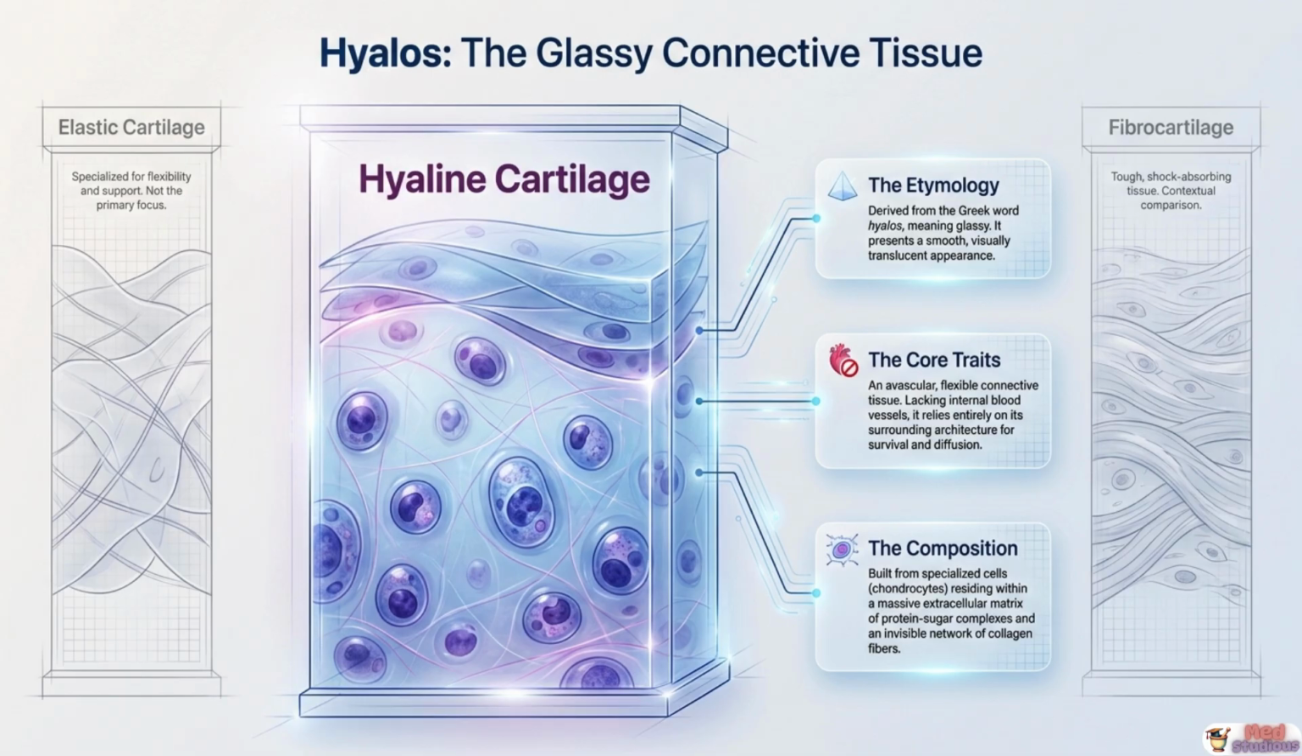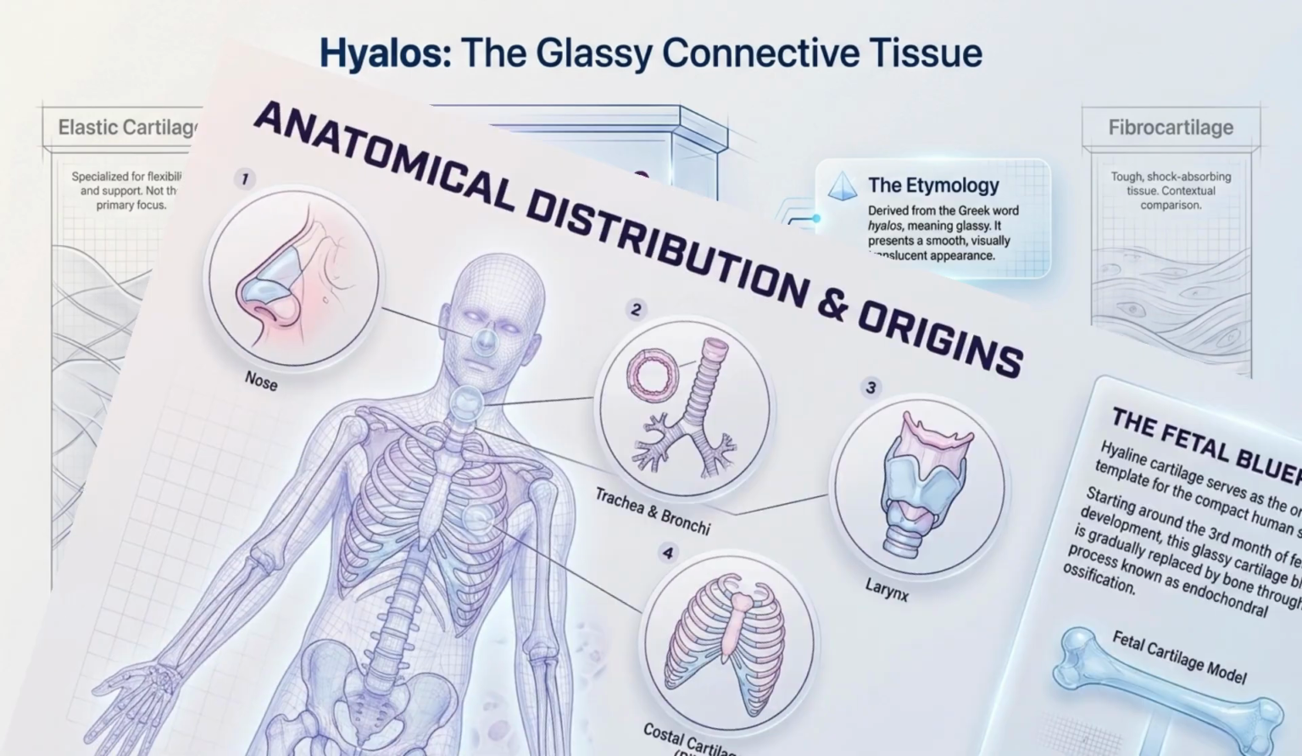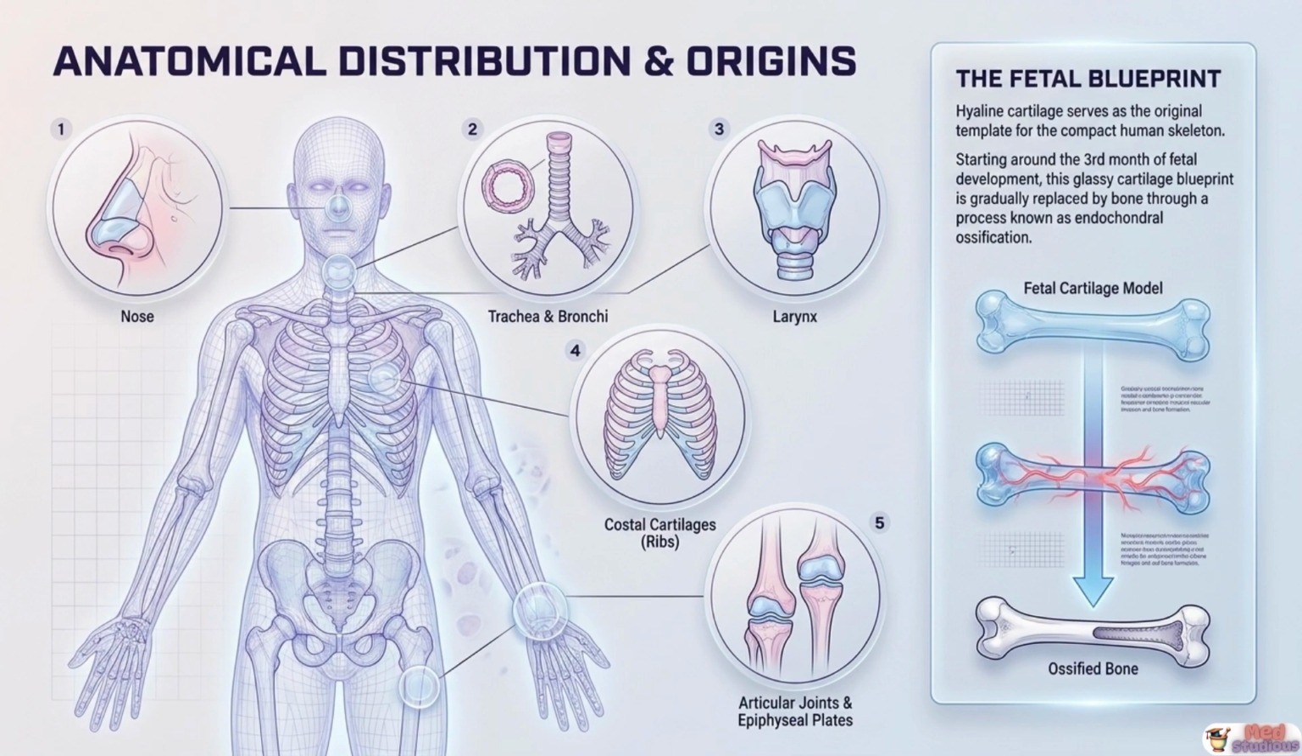Contextually, it sits between elastic cartilage, specialized for flexibility in structures like the ear, and fibrocartilage, the tough, shock-absorbing tissue of intervertebral discs and menisci. Hyaline is the generalist, the most common, most broadly distributed, and most structurally fundamental of the 3. Hyaline cartilage is not confined to one location in the body. It appears at 5 distinct and anatomically significant sites, each exploiting a specific property of this versatile tissue.